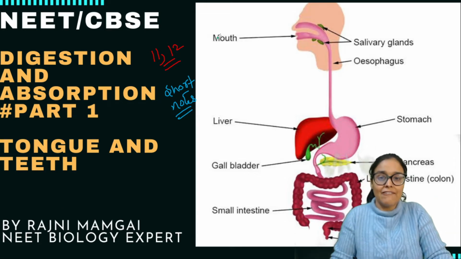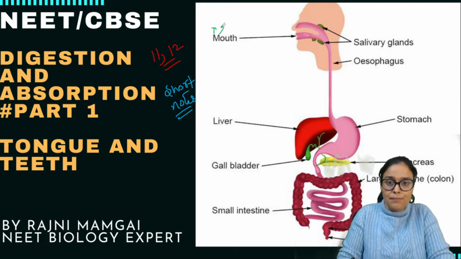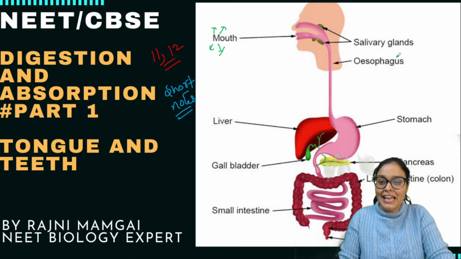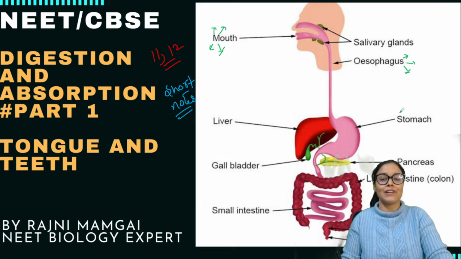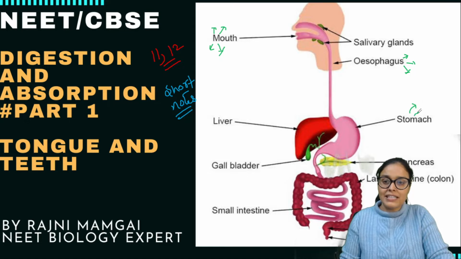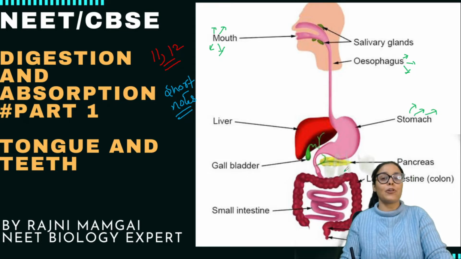So obviously I will first give you all the information about the mouth. You will be labeling all the things in the NCERT diagram. I'll be telling you about the esophagus, and you will be labeling all the things in the esophagus. I'll tell you about the stomach, so you will be labeling all the important points there.